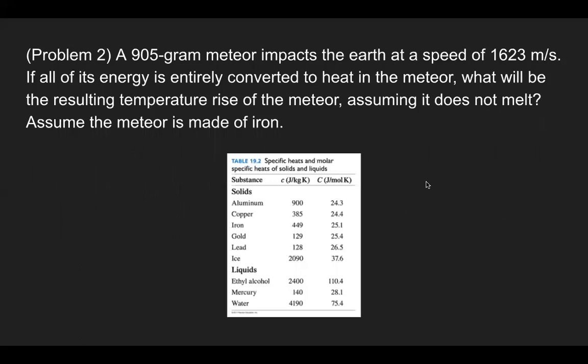A 905-gram meteor impacts the Earth at a speed of 1,623 meters per second. If all of its energy is entirely converted to heat in the meteor, what will be the resulting temperature rise of the meteor, assuming it does not melt? Assume that the meteor is made out of iron. In this problem, we'll be given the table of specific heats to help you figure out some more information.